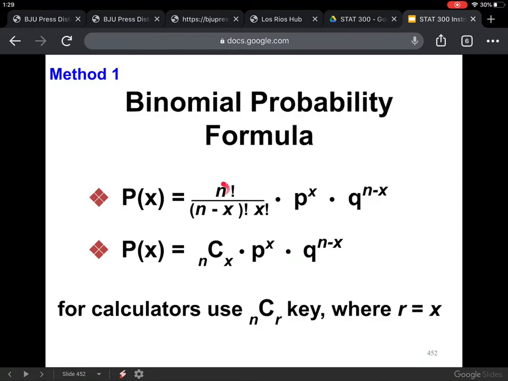So n stands for the number of trials. X stands for the number of successes in these n trials. P stands for the probability of a success. Again, X stands for the number of successes you expect. Q stands for the probability of a failure. And n minus x is the number of failures that you expect, right? And then for calculators, you can just use the nCr key under the probability menu, wherever r equals x. Wherever you see an x, that would be the r value. So that's the formula for it.